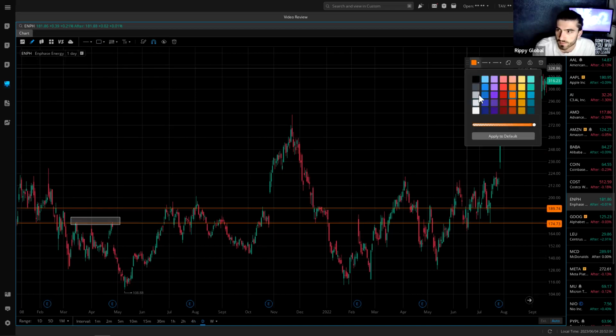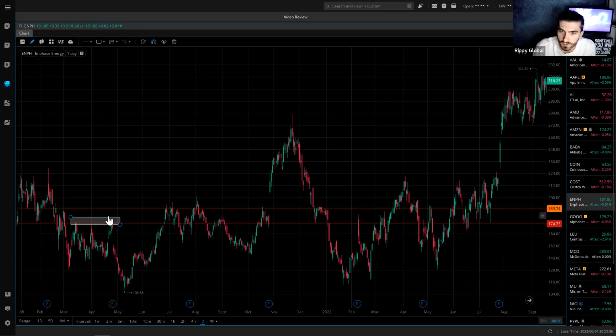I'm going to make this red so it looks better. Look at the rejections we had at 174. The price action is respecting the 174. It's being respected. Rejected. Held support right here.